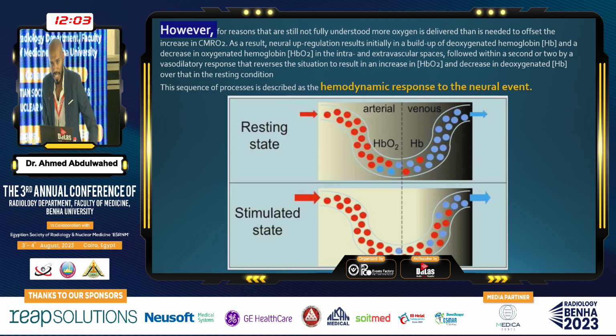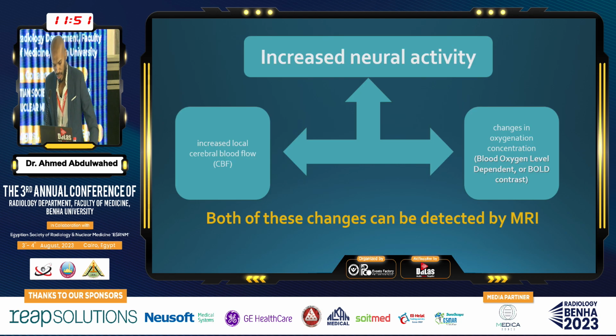And then a few seconds later, there will be the reverse. The vasodilatation will result in an increase in oxyhemoglobin and a decrease in deoxyhemoglobin. This is called the hemodynamic response to a neuronal event. So when there is increased neural activity, there will be an increase in the local blood flow, the cerebral blood flow, and there will be changes in the oxygenation concentration, what we call the blood oxygen level dependent, or BOLD, signal. Both of these changes can be detected by the MRI.